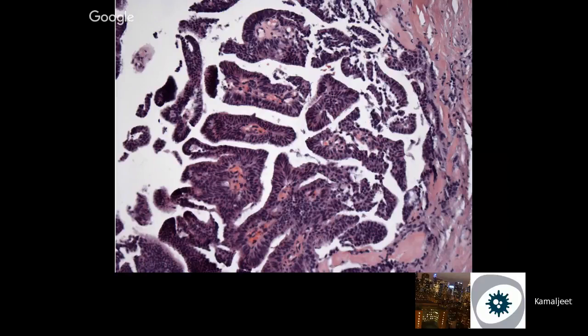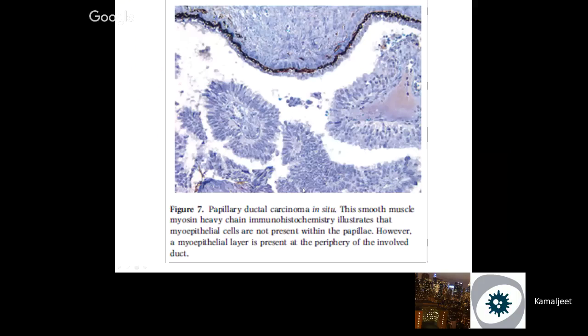So before you make a diagnosis of papillary DCIS, in boards or in general practice, just think, are you looking at a papilloma with DCIS? Because that's far more common than true papillary DCIS. So what do you expect if you do a myoepithelial stain? This is smooth muscle myosin. It's a cytoplasmic stain. It highlights the myoepithelial cells at the periphery, at the interface, and there are no myoepithelial cells in the cores. So that would make it a papillary DCIS.